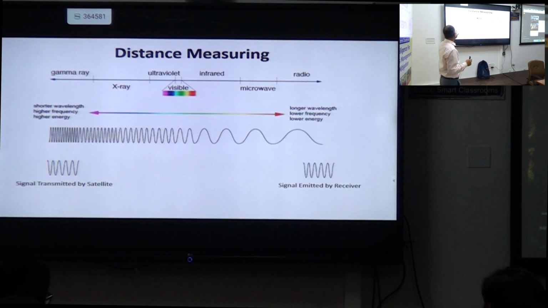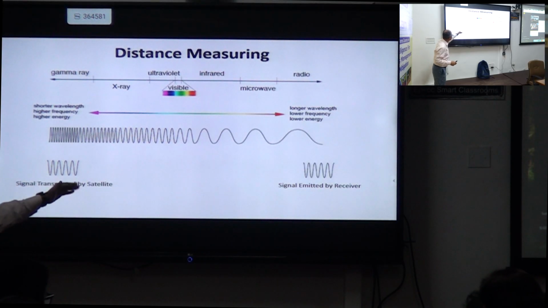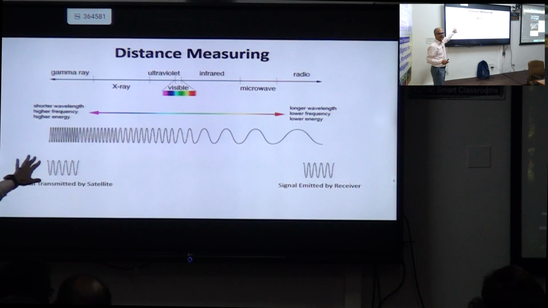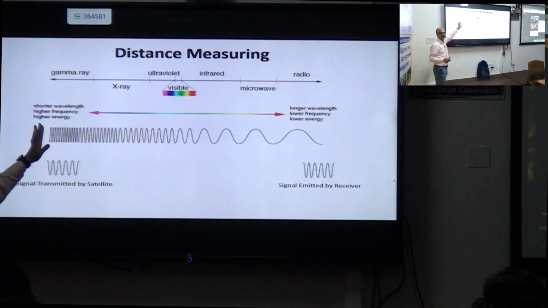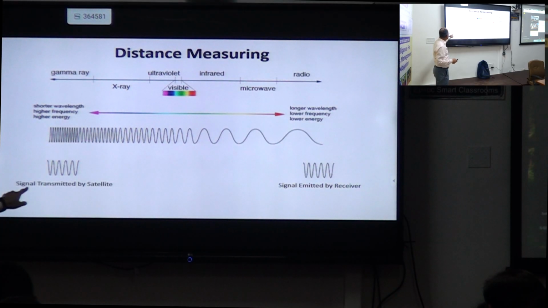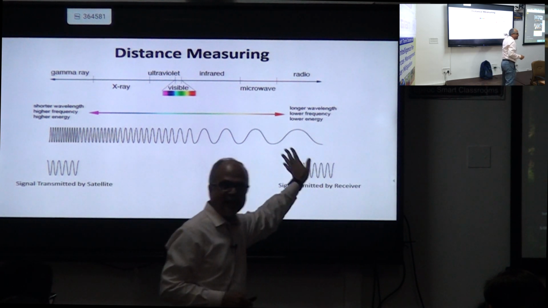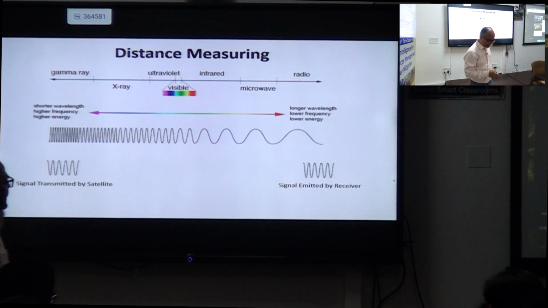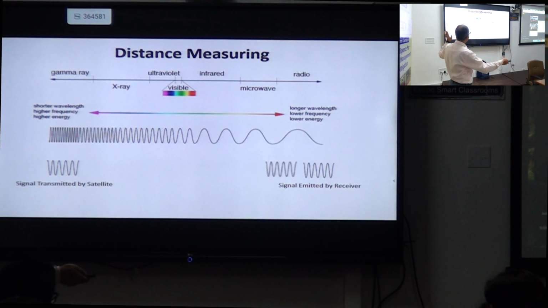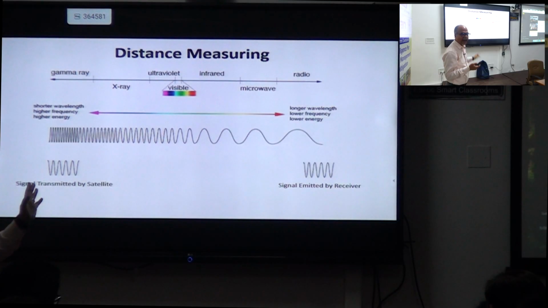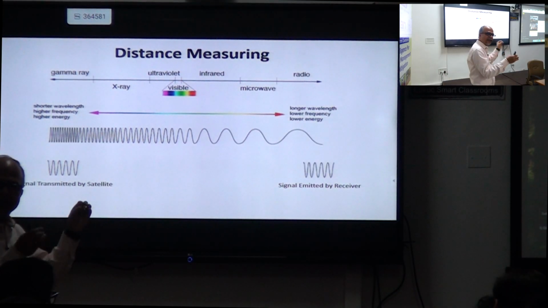As you can see, the signal is transmitted by the satellite. Suppose this is the signal, just arbitrarily rough. This signal is transmitted by the satellite, and this signal is emitted by the receiver. Now this is moving, it is reaching but not matching. This is moving, and this is completely matching. Like that, it is continuously coming.